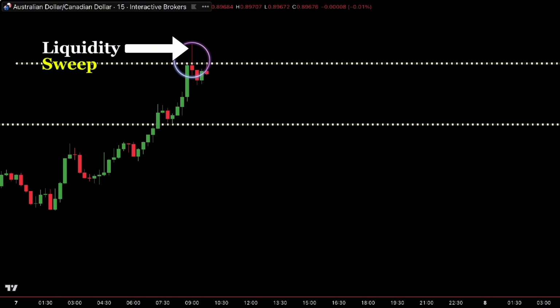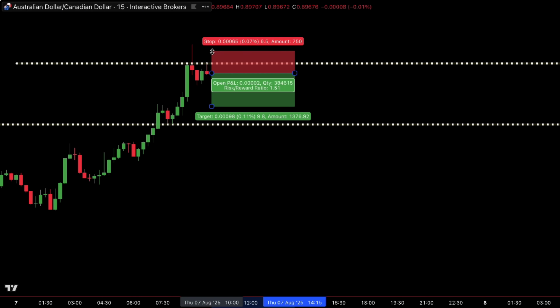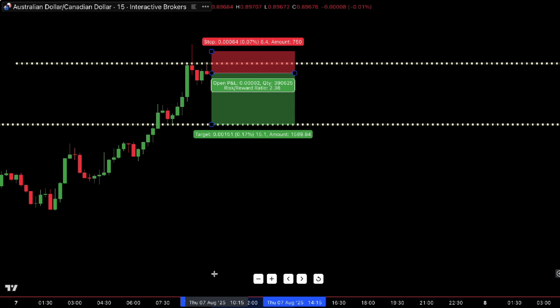Now, here's the level we're interested in, the hourly support. Based on CRT, the market is very likely to retest this level. That's our trade idea. So here's how you'd execute it. Entry, at the close of the candle that confirms the sweep. Stop loss, just above the resistance we broke and rejected. Target, the hourly support level below. And look at what happens next.